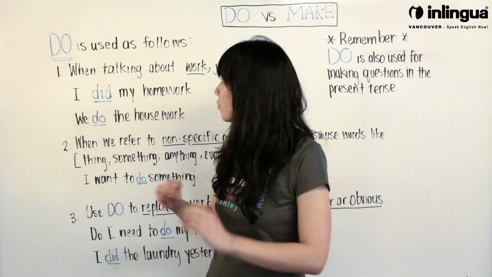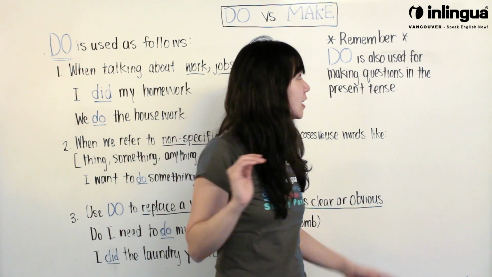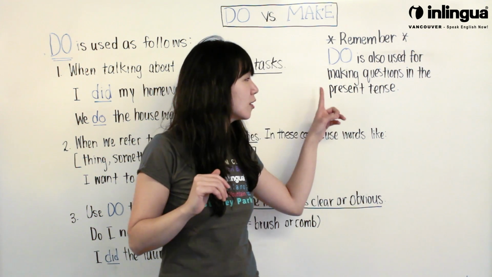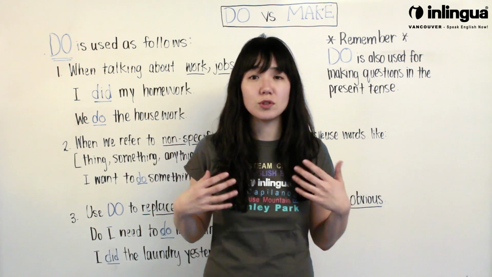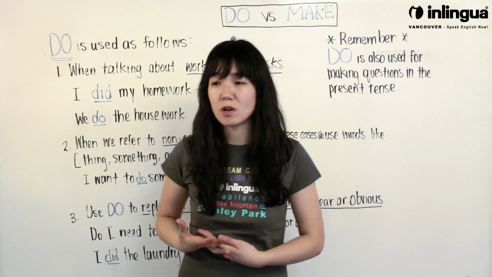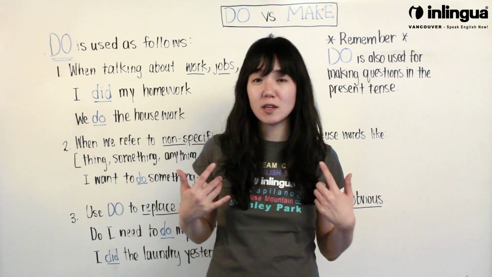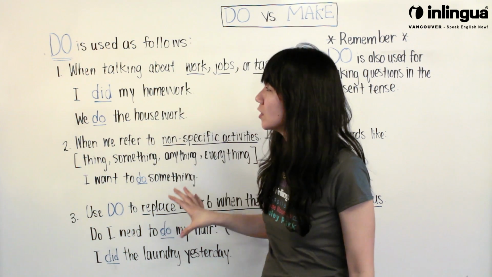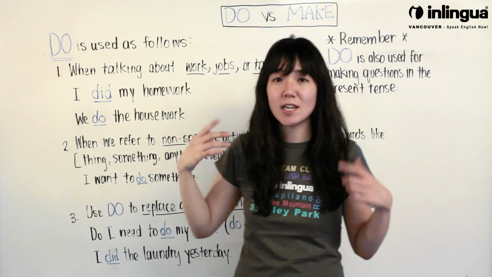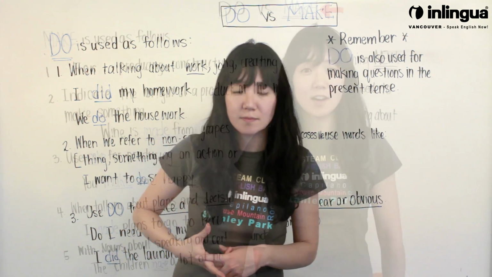So we see the 3 points here, but also keep in mind that do is used for making questions in the present tense. For example, do you like chocolate? Or do you like studying English with me? I don't know. So now, since we finished up with do, let's take a look at the verb to make and when to use it.